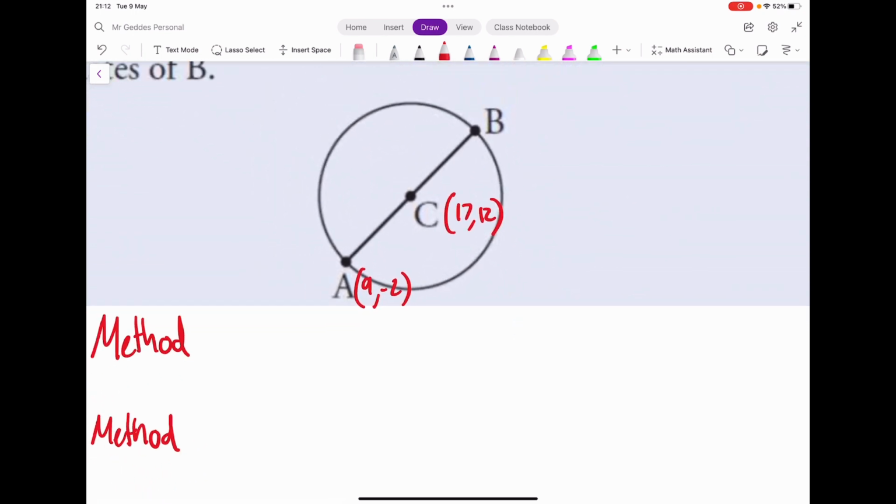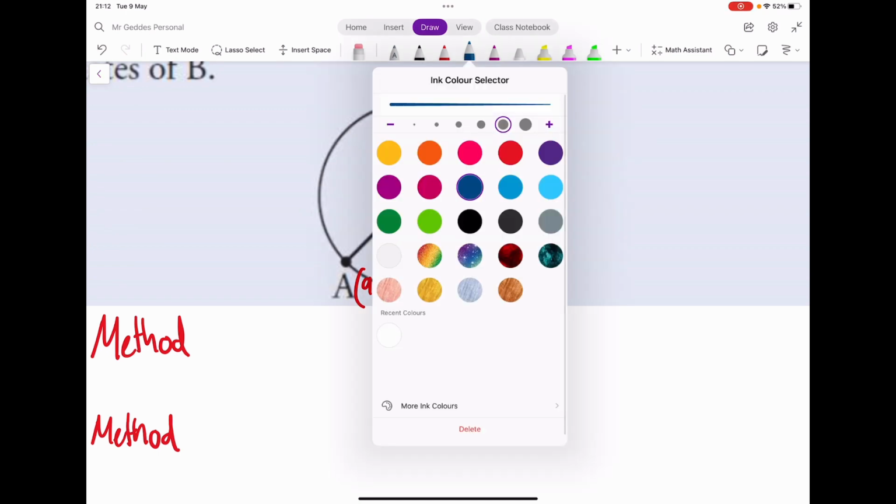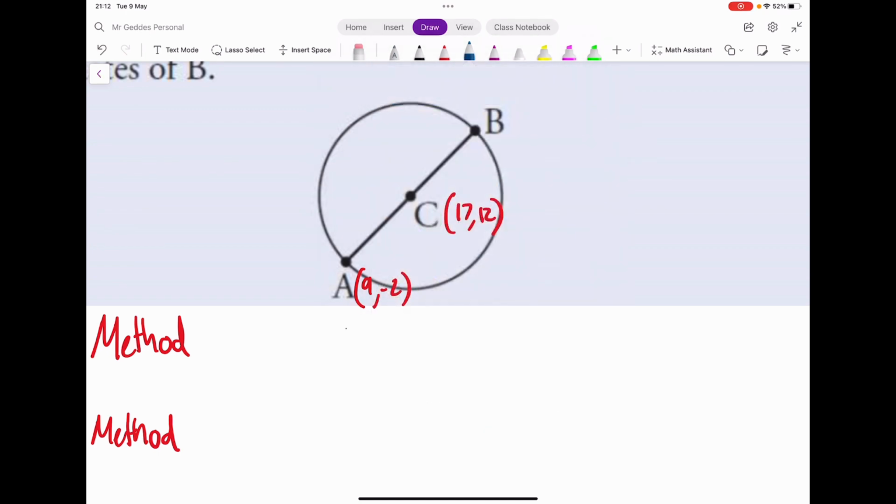Think about how far that is from A along to C. Well, that's a chunky pen. Let's bring that down a wee second. How far is it from A to C along the way, and how far up? So from 9 to 17, that's a distance of 8 units. From negative 2 up to 12, it's not 10, remember, it's negative 2 to 0, and then 0 to 12, that's a distance of 14.